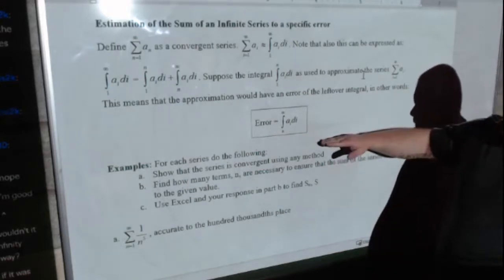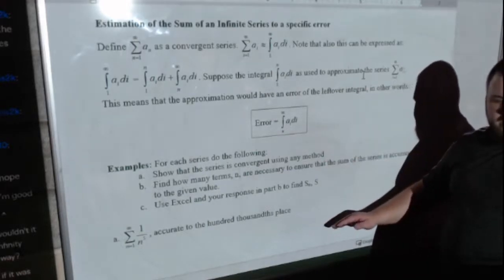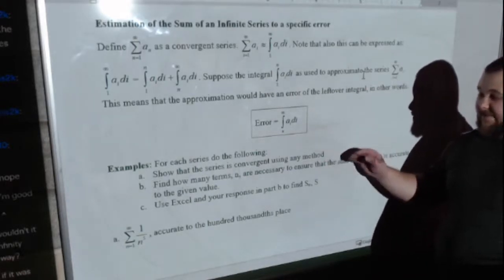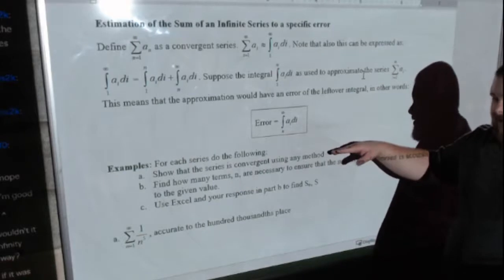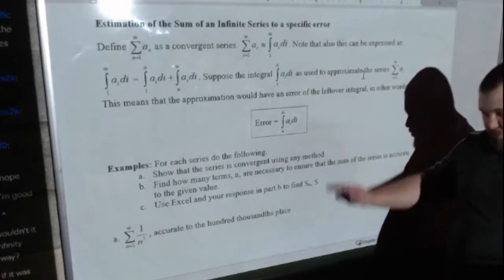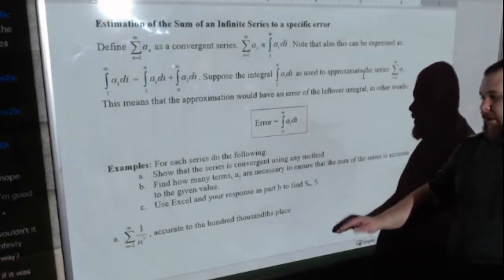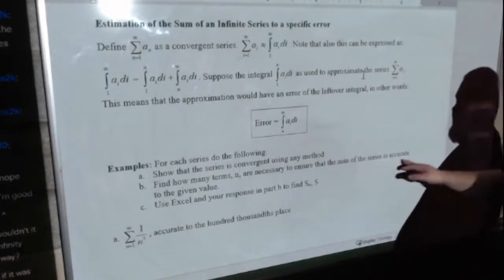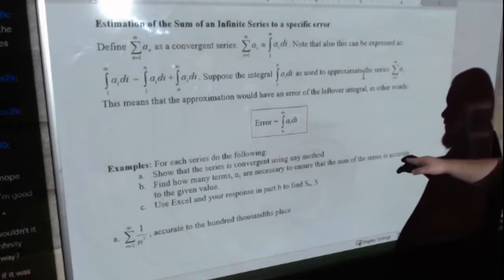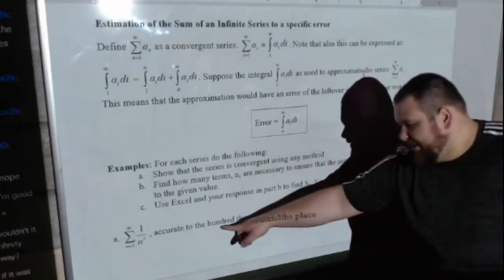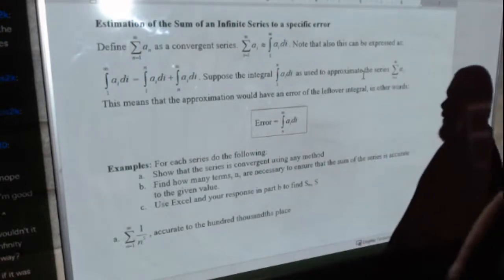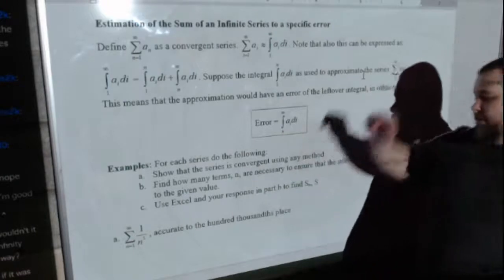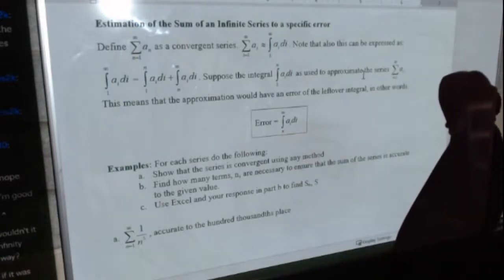So let me try one of these and see if it makes sense. The steps say first you have to prove that it converges, because if it's not a convergent series, there's no point in continuing. Then find how many terms n are necessary to ensure that the sum of the series is accurate to the given value, given right here in the problem. And then finally use Excel to find the sum.